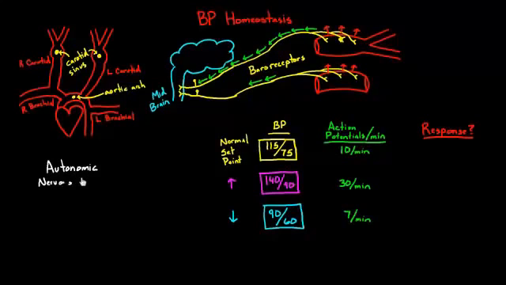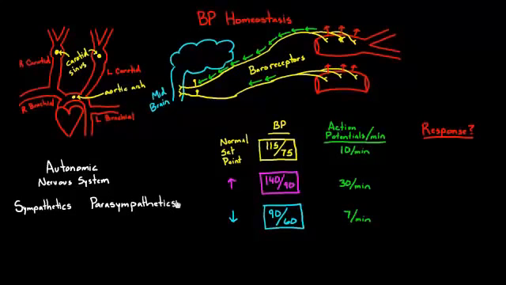And there are 2 major branches, or 2 parts, to your autonomic nervous system. One is called the sympathetics, almost like sympathy. And the other is called parasympathetics. So very similar words, except the word para is in front of this one.